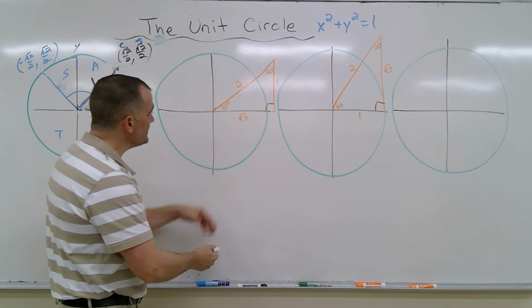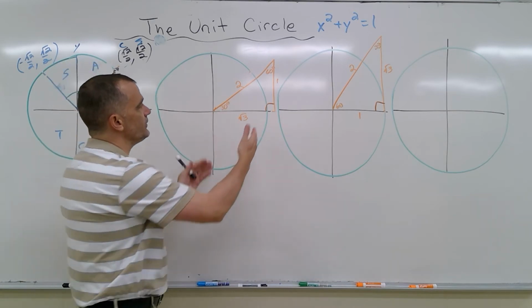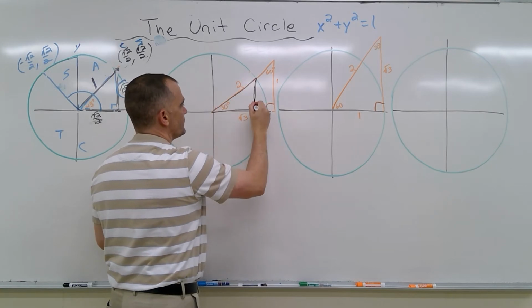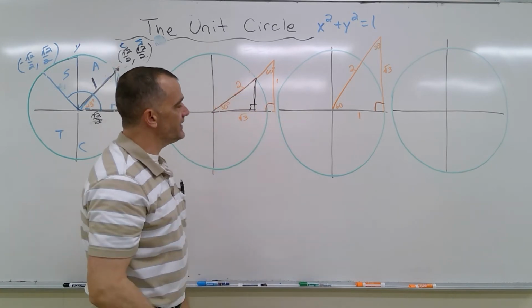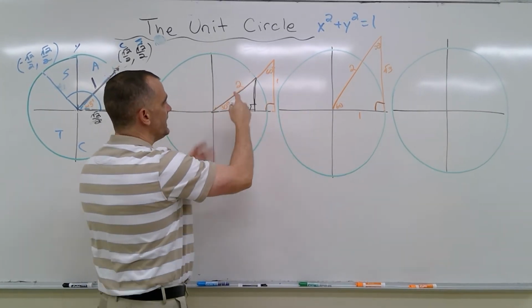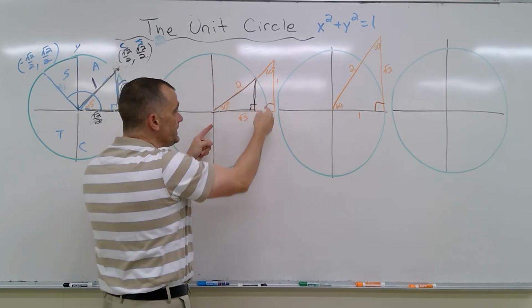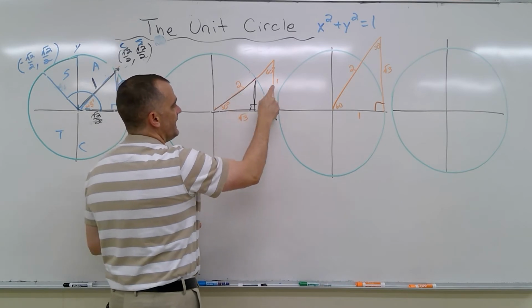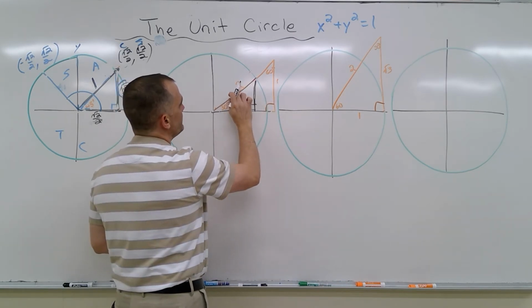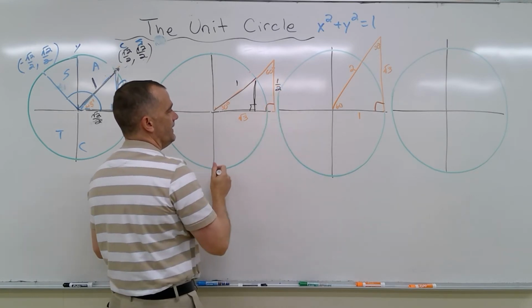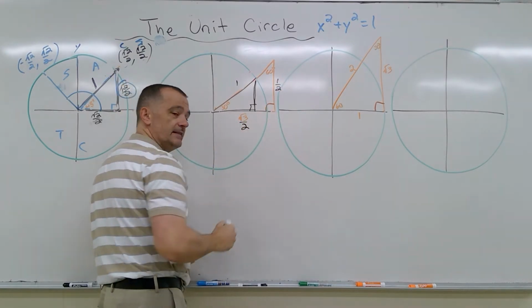So, let's look at this one. What we want to do here is shrink this triangle down so that we just have this right triangle. So in a 30, 60, 90-degree triangle, we want to shrink it down so that the hypotenuse is only 1, which is the radius of the unit circle. So I need to divide everything by 2. So when I divide this by 2, it becomes 1. When I divide 1 by 2, I get 1/2. And when I divide this by 2, I get that.